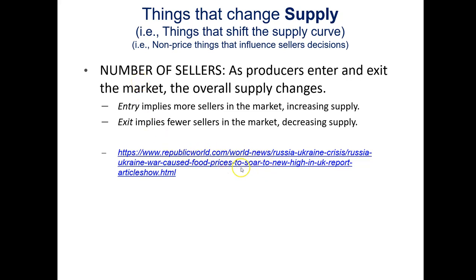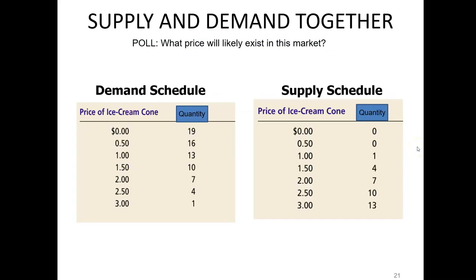And this is the sad story of when Russia invaded Ukraine, and Ukraine provides, or provided, a good chunk, a significant percentage of the world's wheat, for example. Prices of wheat soared because the supply in the market, fewer sellers, supply decreased.